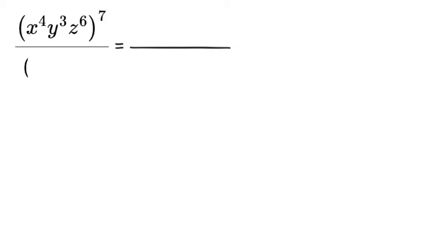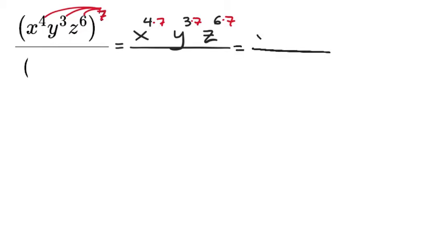From the numerator, we have bases of x, y's, and z's here: x to the power 4, y to the power 3, z to the power 6. I'm going to take this exponent on the outside and multiply it by each of the exponents on the inside. So that's 4 times 7, 3 times 7, and 6 times 7, which will give me new exponents for each of the bases, x, y, and z. The x now has a power of 4 times 7, which is 28. The y has an exponent of 3 times 7, which is 21. And z has a power of 6 times 7, which is 42.